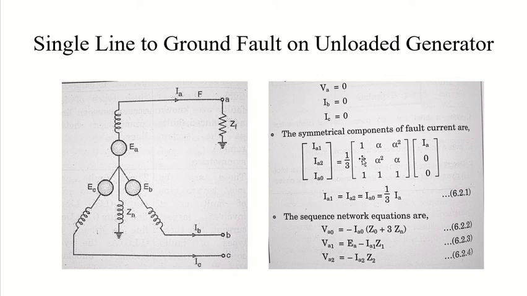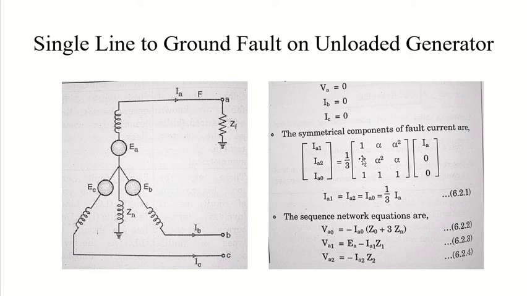Now to write the sequence network equations for all three symmetrical components, VA0, VA1 and VA2, previously we have derived these equations. So VA0 will be minus IA0 into Z0 plus 3ZN. VA1 is EA minus IA1 Z1. VA2 will be minus IA2 into Z2. Okay.